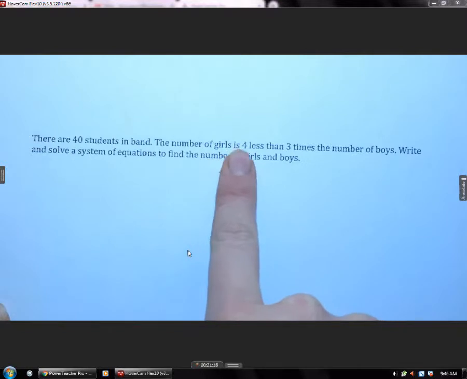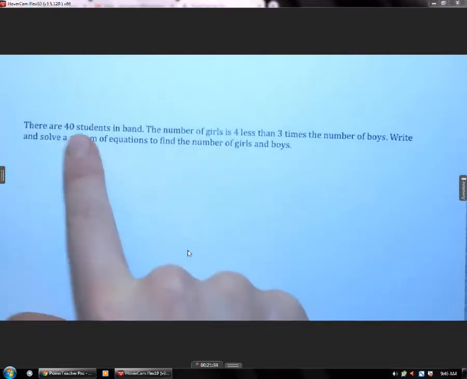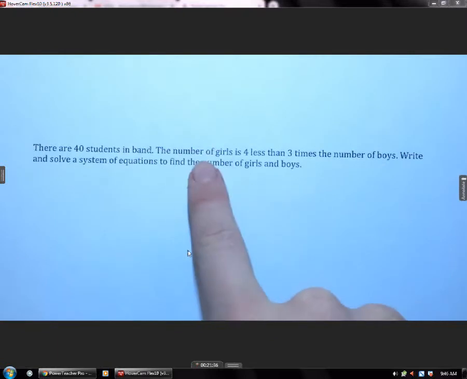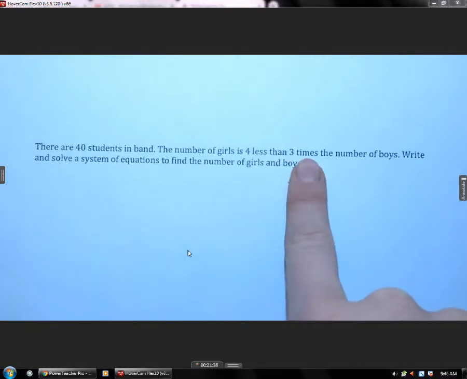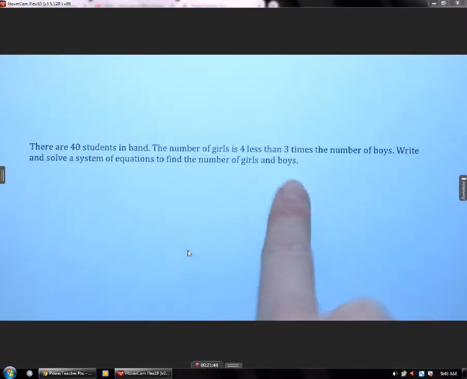Okay, there's 40 students in band. The number of girls is 4 less than 3 times the number of boys. Oh dear, I quit. I'm done. That's what you guys do. Miss Wagner, I need help. I don't know how to do this. Just think about it. You can do it. Even if you're like, I don't know what to do with that, keep reading the problem. Write and solve a system of equations to find the number of girls and boys.